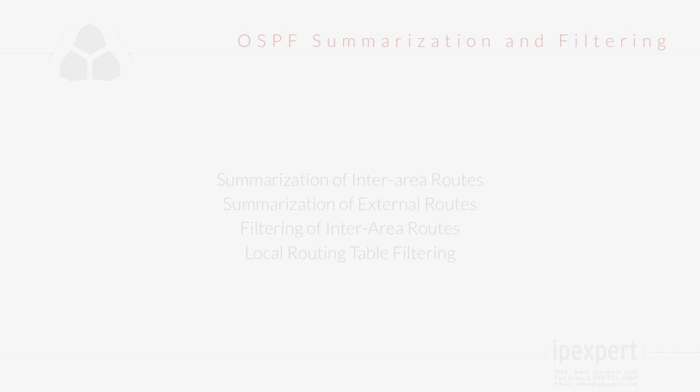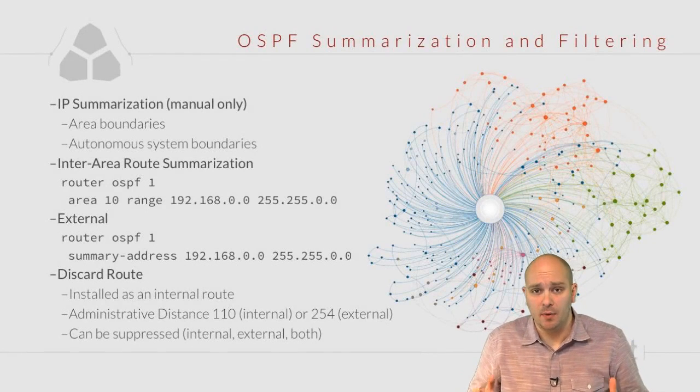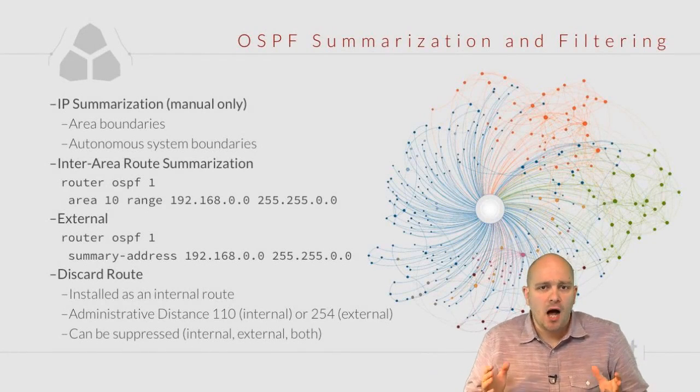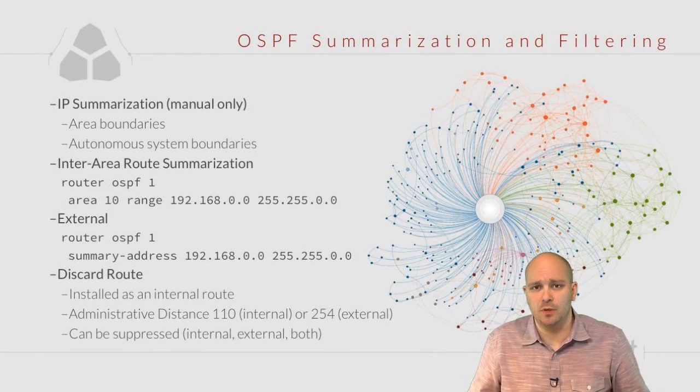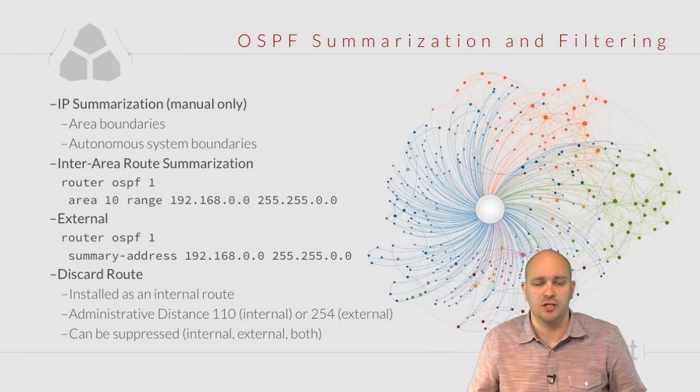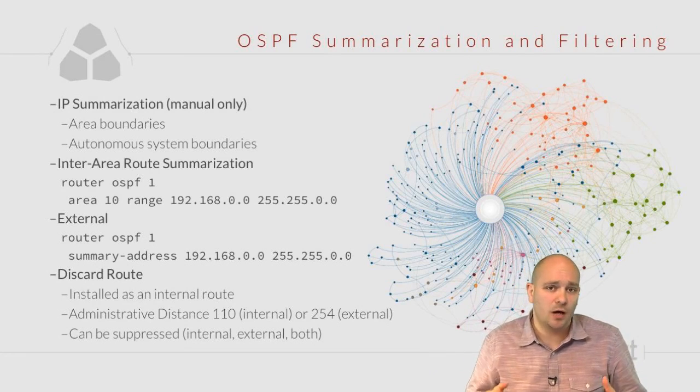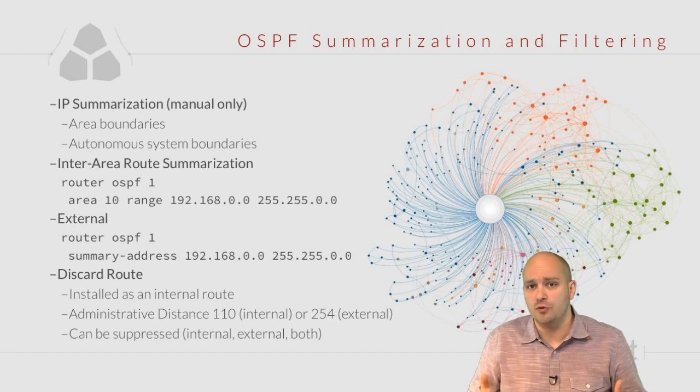In OSPF, unlike some other routing protocols, IP summarization has to be configured manually. So OSPF in the IOS implementation does not support any automatic summarization at the network boundaries, which is a good thing because that feature of auto summarization supported, for example, by RIP and EIGRP is a feature that is best avoided.